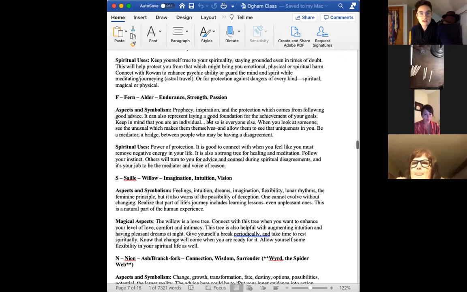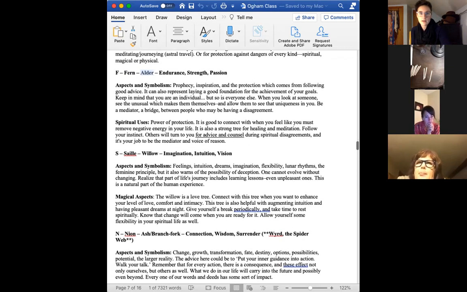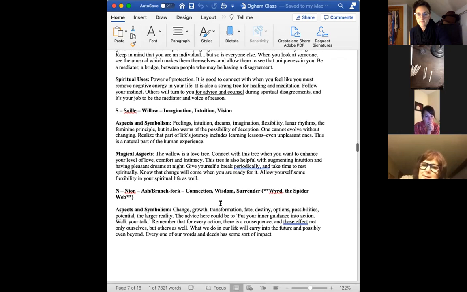So as we move through, F and fern, and fern looks like the plant fern, but that's also the Irish word for alder. So the second word is the English word of what we're using. So I got birch right. Yeah.